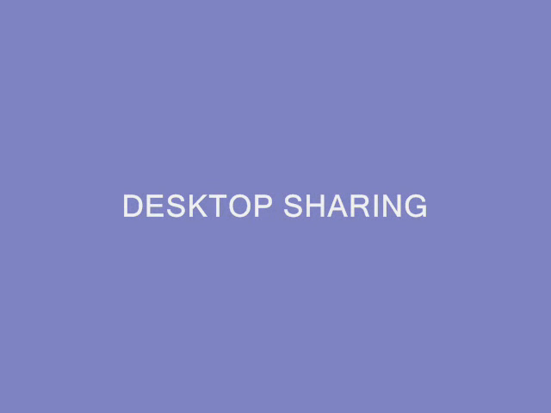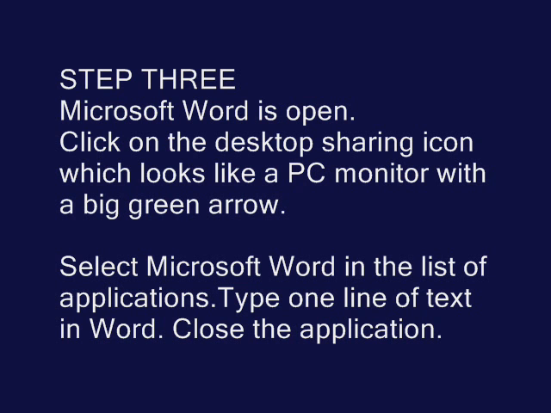In step 3, we're going to practice desktop sharing. And remember, Microsoft Word should already be open on your desktop. If it is not, you may want to pause here for a moment to open it. Once Microsoft Word is open, click the desktop sharing icon on the top menu. It looks like a small black PC monitor with a big green arrow in the center. Select Microsoft Word from the list of applications. Type one line of text in Word, and then close the application.